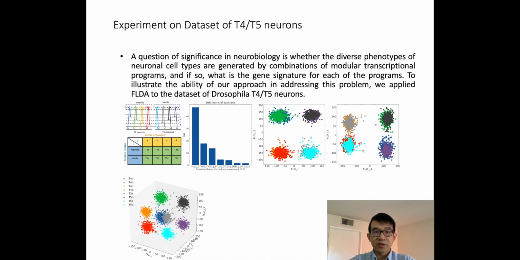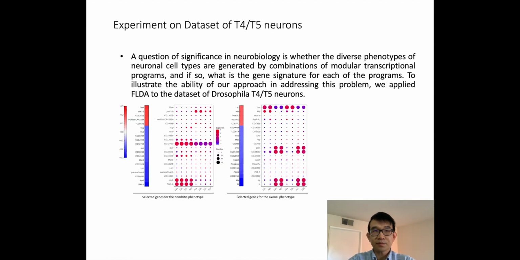FLDA shows that the axis corresponding to the dendritic feature and the first 2 components corresponding to the axonal feature have much higher signal-to-noise ratio than the remaining. We therefore project the data into the 3-dimensional space made of these 3 axes. Indeed, the 8 cell types are well separated in this space.